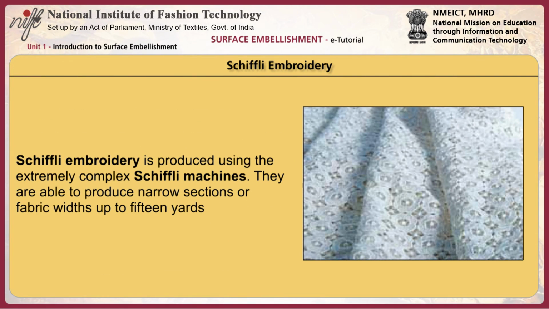Schiffli embroidery is produced using the extremely complex Schiffli machines. They are able to produce narrow sections or fabric widths up to 15 yards. The number of needles per machine is usually about 1000, and these may all be programmed to work at the same time on the design. Schiffli lace is created by working the designs on net, which may then have the background fabric removed.